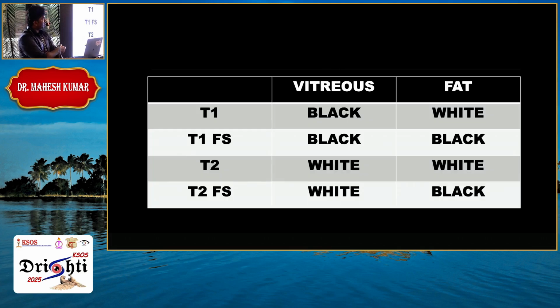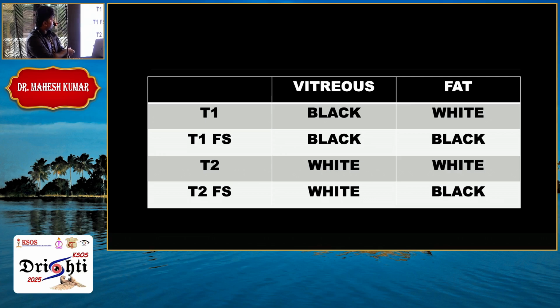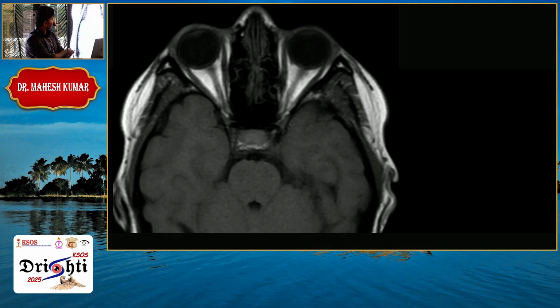This is just a table to tell you, on T1, vitreous water appears black, fat appears white. But on T1 fat saturation images, vitreous appears black, and as it's a fat saturated image, fat also appears black. On T2, vitreous appears white, fat also appears white. On T2 fat sat images, vitreous water appears white, fat appears black. Let's see the images.